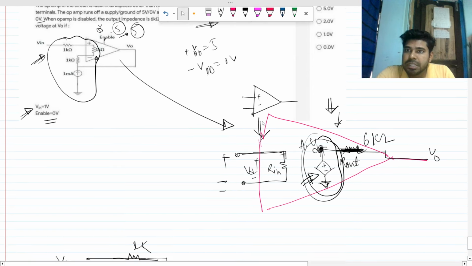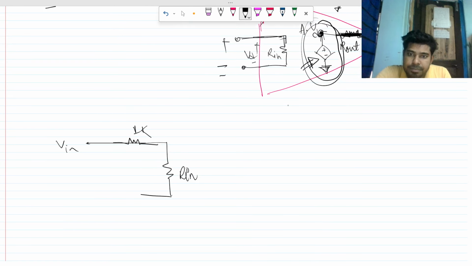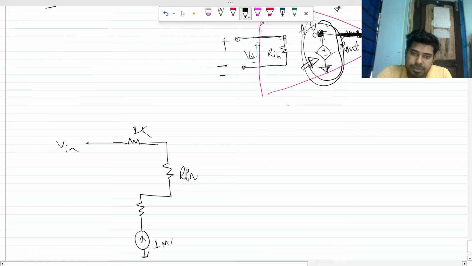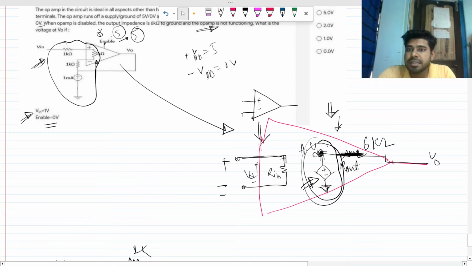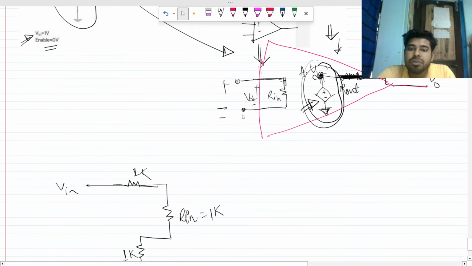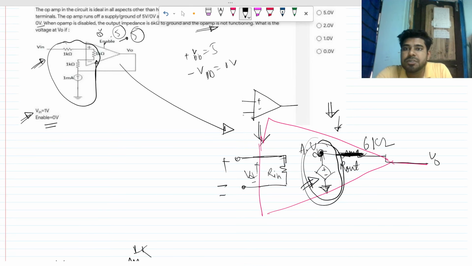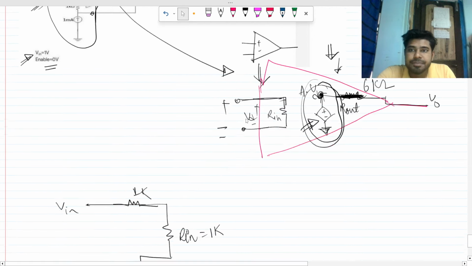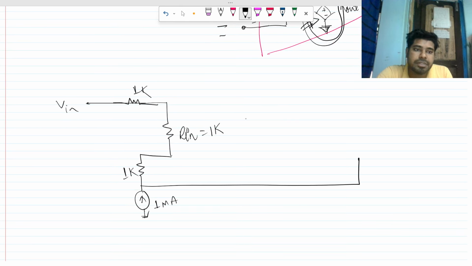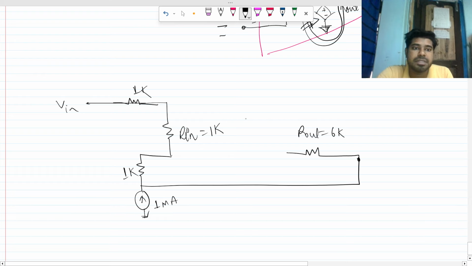and you have 1 kilo after that, and you have a 1 milliamp current source. So I think all of this is 1 kilo ohm, right? Yes. Now what will happen? From this node, the V out is connected, right? And when your op amp is disabled, you will get R out as 6 kilo ohm as the problem says, with respect to ground. So this is the meaning, and this is your V out.